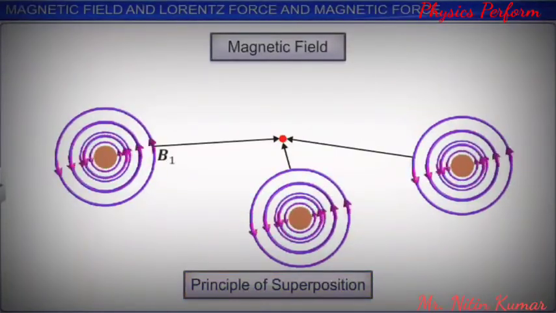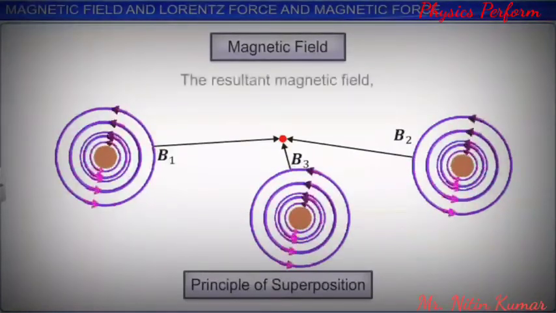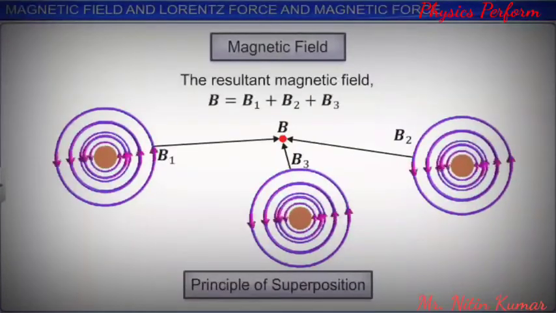Consider B1, B2, and B3 as magnetic fields at a point due to three different sources, such as three current-carrying conductors. Then, the resultant magnetic field B at the point is the vector sum of the individual magnetic fields. That is, B is equal to B1 plus B2 plus B3.